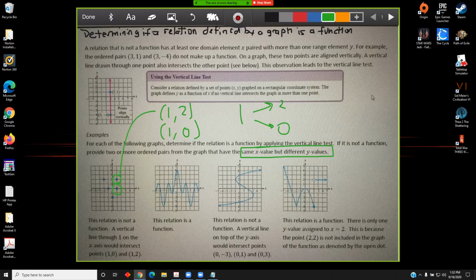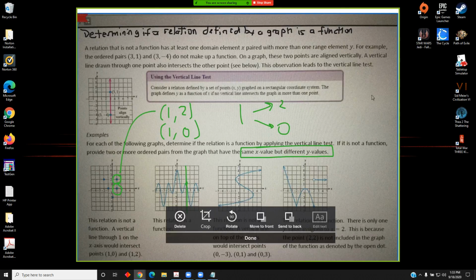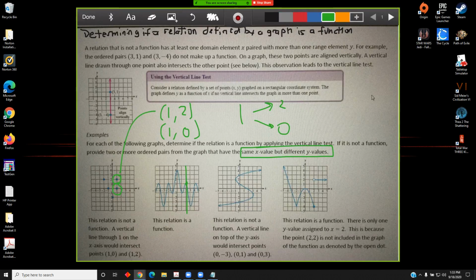Okay, let's move on to our next graph, which would be this graph right here. Our goal is to try to draw a vertical line that will intersect this graph at more than one point. All right, let's draw a vertical line. How about that vertical line? Well, that intersected at only one point. Let's try again. How about this one? Well, that also intersected at only one point.